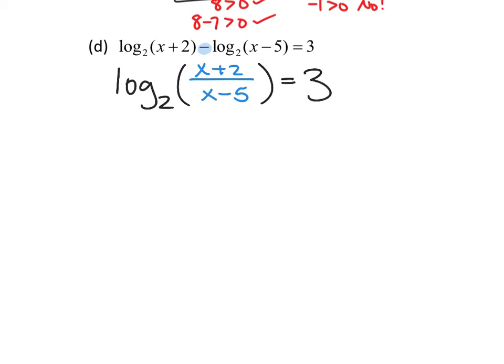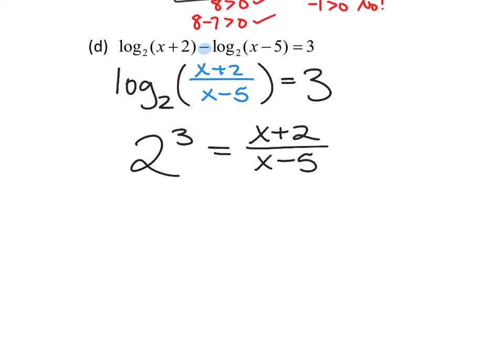Once I have it in a single log, I just use the log loop. Base of 2, exponent of 3, equal to x plus 2 divided by x minus 5. And again, 2 to the 3rd power, that's 8. So really we have the equation 8 equal to x plus 2 divided by x minus 5. If we want to solve for x, I need to get the x's out of the denominator, so I'm going to multiply both sides by x minus 5, which means I'd have 8 times x minus 5.